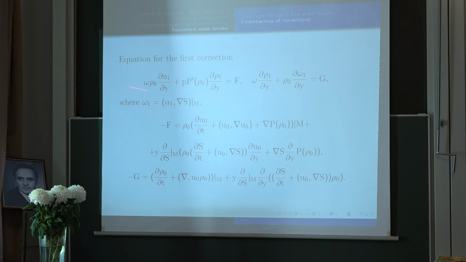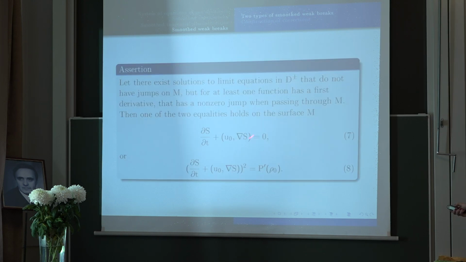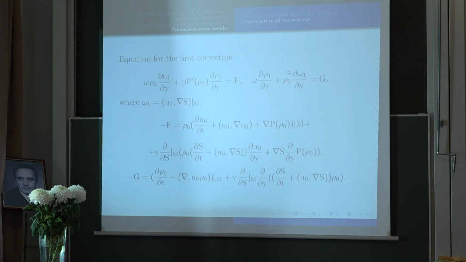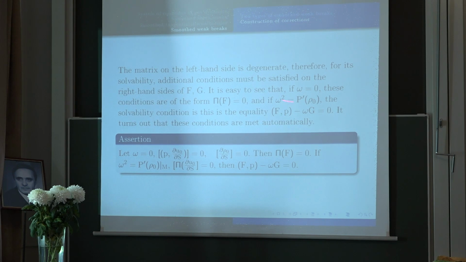The equation for the first corrections is a system of equations like that, where omega is these expressions. If we look at these two equations and write them in vector form, we have some matrix on the left-hand side of these equations, and this matrix is degenerate. So if we have a solution of this system, the right-hand side of our equation must satisfy additional conditions, like the left-hand side of our equations. So we have two cases.